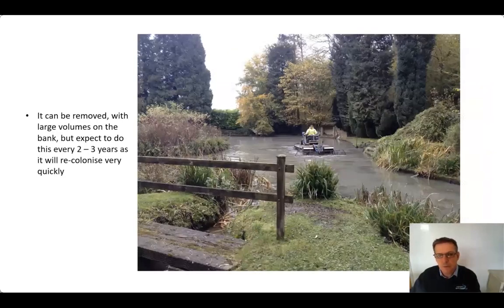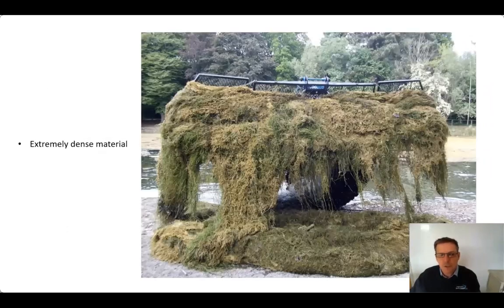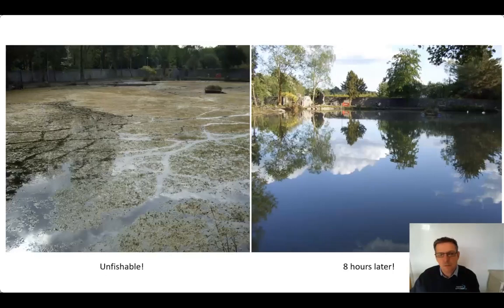Like most aquatic plants, this is virtually impossible to eradicate. It can be removed with large volumes on the bank, but expect to do this every 2 to 3 years as it will colonize very quickly. It's an extremely dense material and not good for fish movement or fishing. But it can be cleared. This was a lake in Ireland that took just a day to clear.